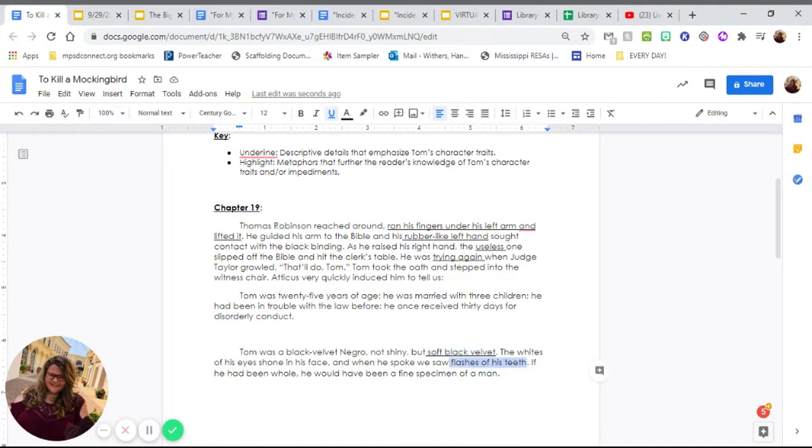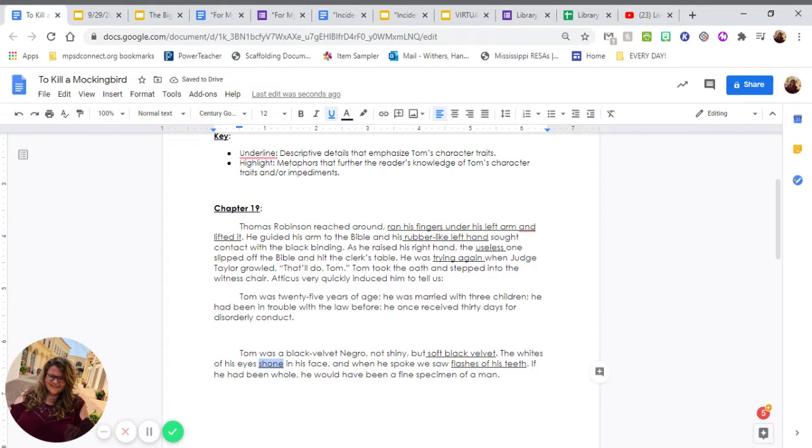We're seeing they're making this image of what Tom looks like. The whites of his eyes shone in his face. And those are almost positive, redeeming qualities in him. He has this soft black velvet skin. The whites of his eyes shone in his face. When he spoke, there were flashes of his teeth. This paragraph is almost sympathetic. Not even sympathetic, but I feel that there's some positive vibes, we're going to say, for Thomas Robinson in this paragraph.